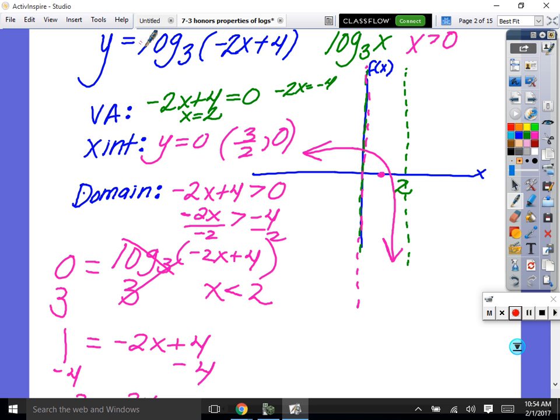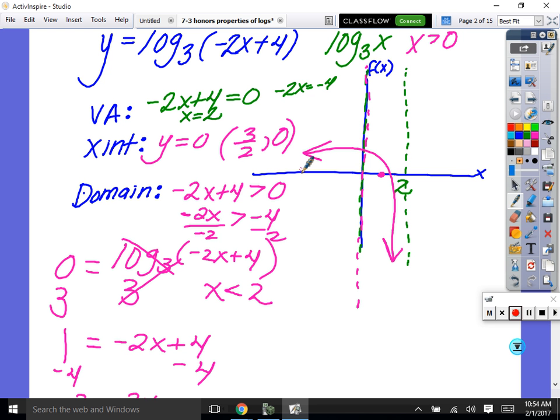Negative out here is a reflection over the x-axis. This is a reflection over the y-axis. So do you see how it was reflected over the y-axis? Okay, so this is what our graph looks like, so the domain makes sense. X value is less than 2. But I wanted you to be able to find the domain without graphing it.